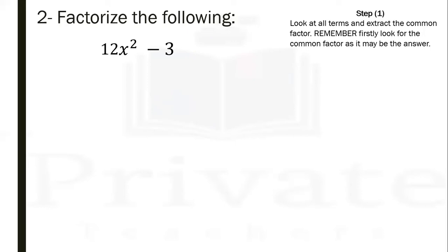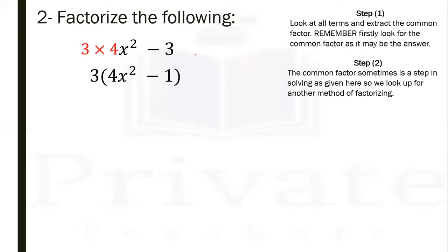Here, what is the common factor between this term and this term? If we take the 12, it is 3 times 4. Therefore, here we have 3 and here we have 3. We are going to extract it out. It becomes 4x to the power of 2 minus, when we extract 3 from 3, the answer is 1. Then, after that, the common factor sometimes is not the final answer, yet it is a step in solving, as given here. So we look for another method of factorizing.